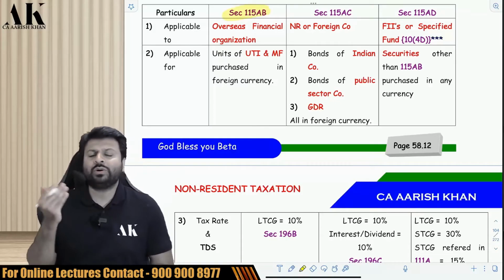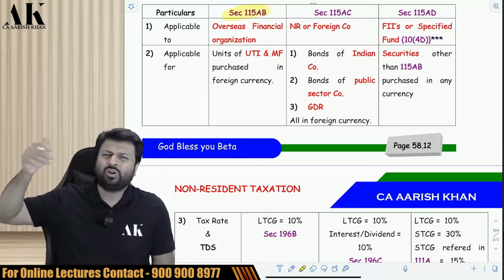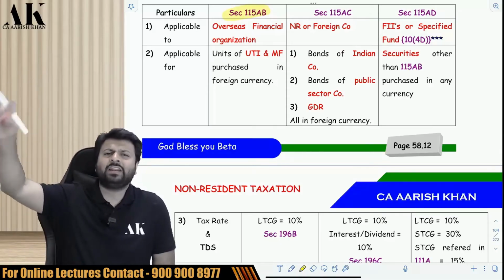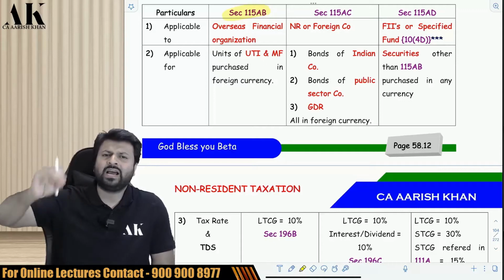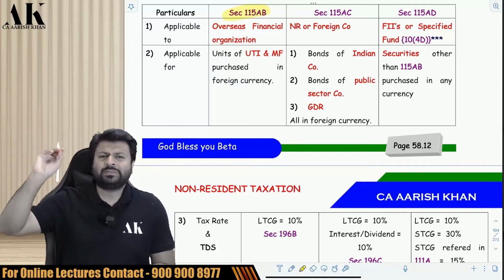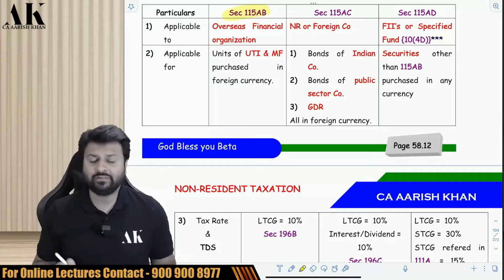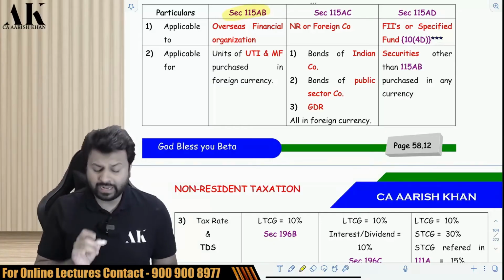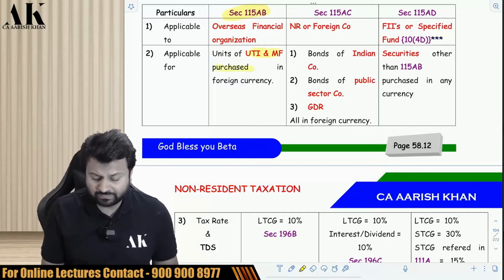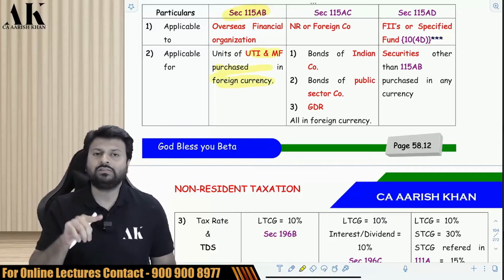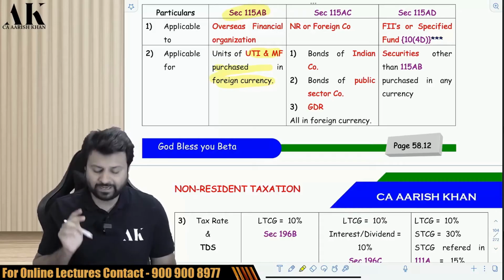Sir, what is an overseas financial organization? It's a non-resident only who has been given an approval by SEBI and other authorities in India to invest in India. Sir, where are they investing? Now be very careful. They are investing in UTI and mutual fund units purchased in foreign currency. So they are purchasing units of UTI and units of mutual fund in foreign currency.